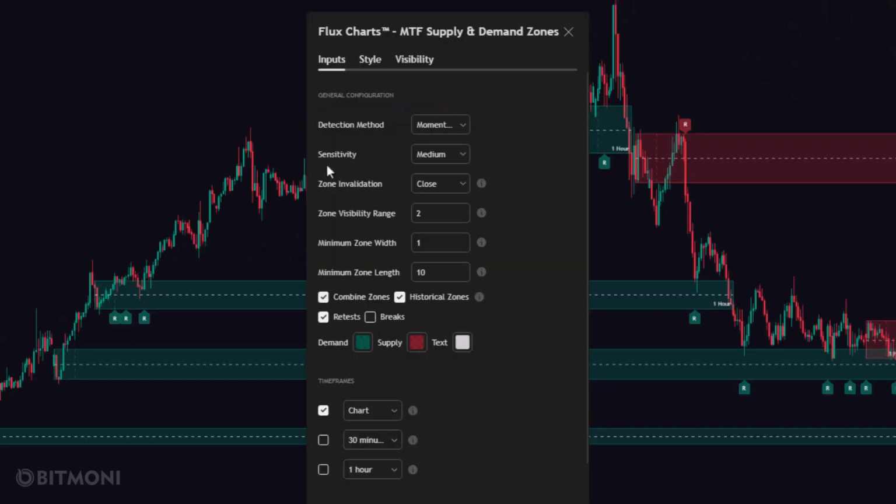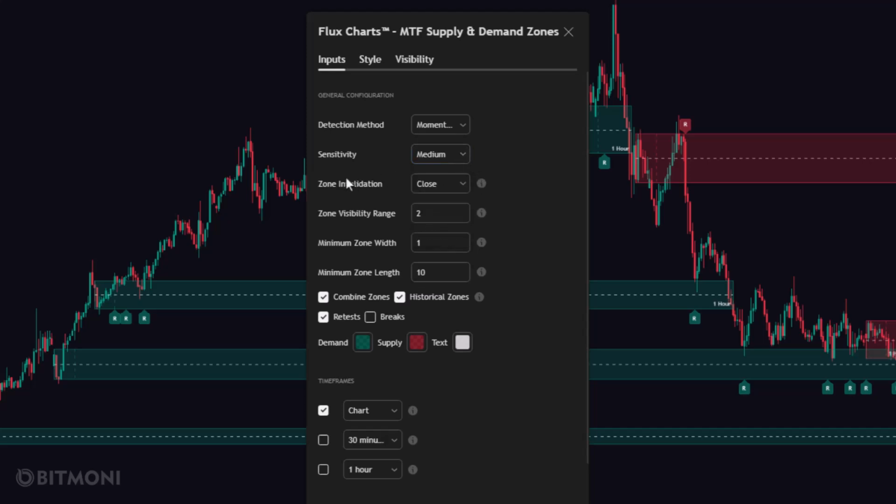Another key feature here is the sensitivity. This gives the ability to adjust sensitivity levels to fine-tune how zones are detected. Traders who prefer frequent trade opportunities, such as scalpers, can opt for a higher sensitivity setting to capture smaller zones. Meanwhile, swing traders and those focusing on larger market movements may benefit from lower sensitivity, which highlights only the most significant zones. It's important to note that this setting applies only when using the momentum detection method.